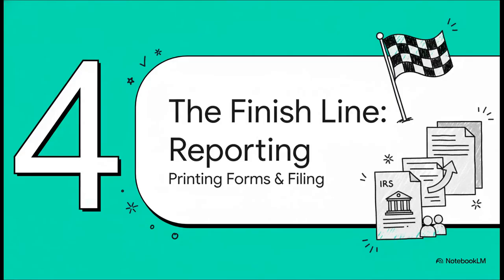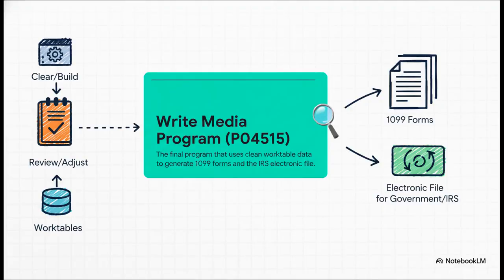After all that careful prep work and processing, we have finally made it to the finish line, reporting. This is where all that hard work really pays off, and you get to generate the final documents for your suppliers and for the IRS. And the star of the show in this final phase is something called the Right Media Program. This is the big one. After you've cleared, built, reviewed, and adjusted all that data in your work tables, you run this one program. It takes all of that clean, verified data, and it creates the actual 1099 forms and that electronic file for the government.